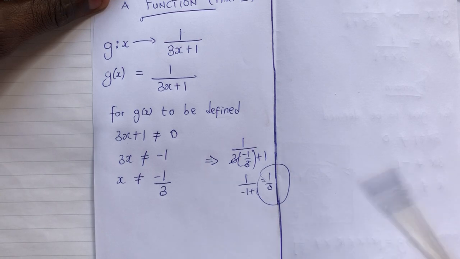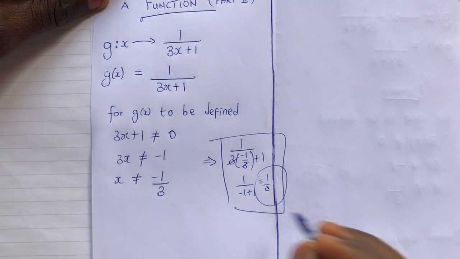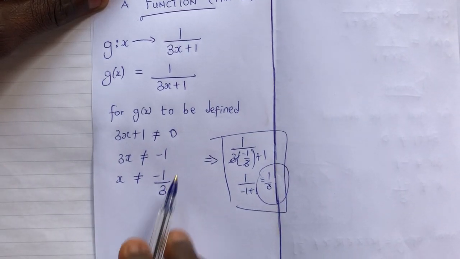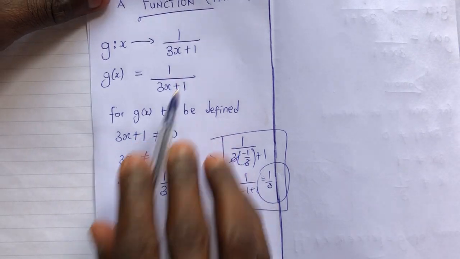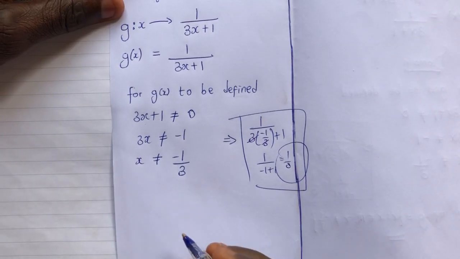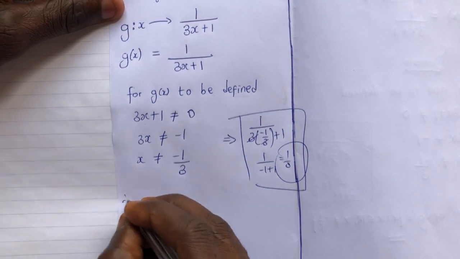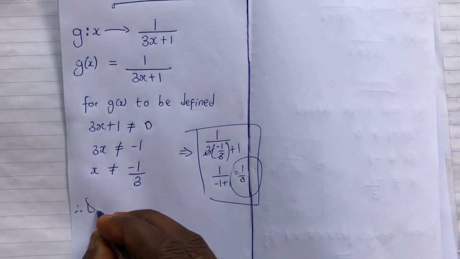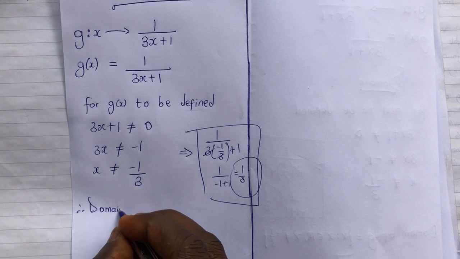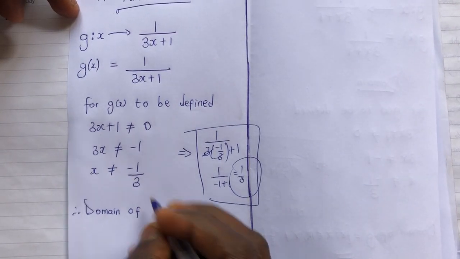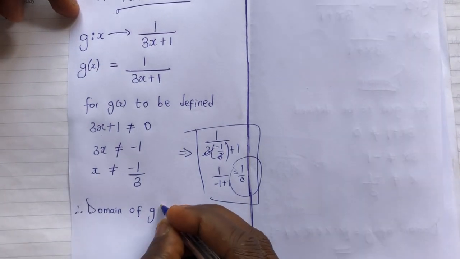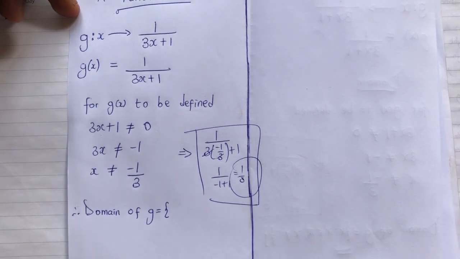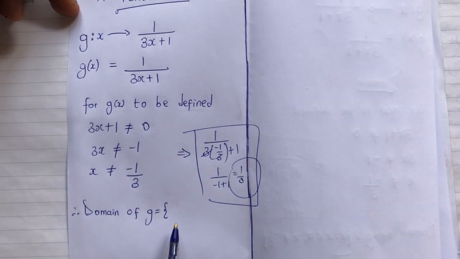This means any other value apart from minus 1 out of 3 will make the equation defined. So let's write that statement. Now we can write the domain statement by saying, therefore, the domain of g, the function given to us, is g equals, now we write a curly bracket.